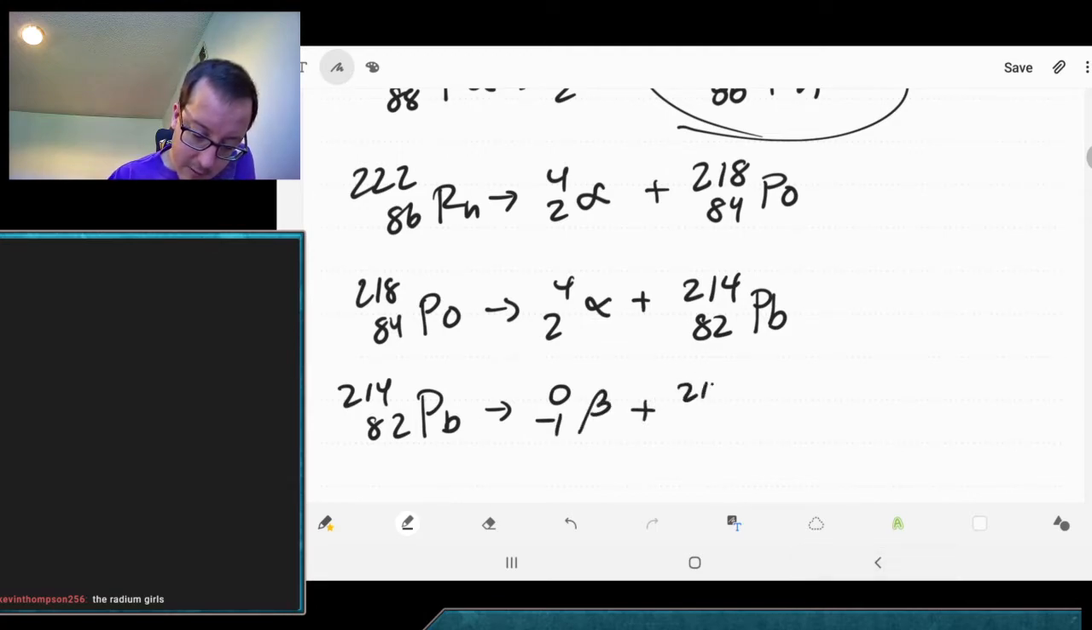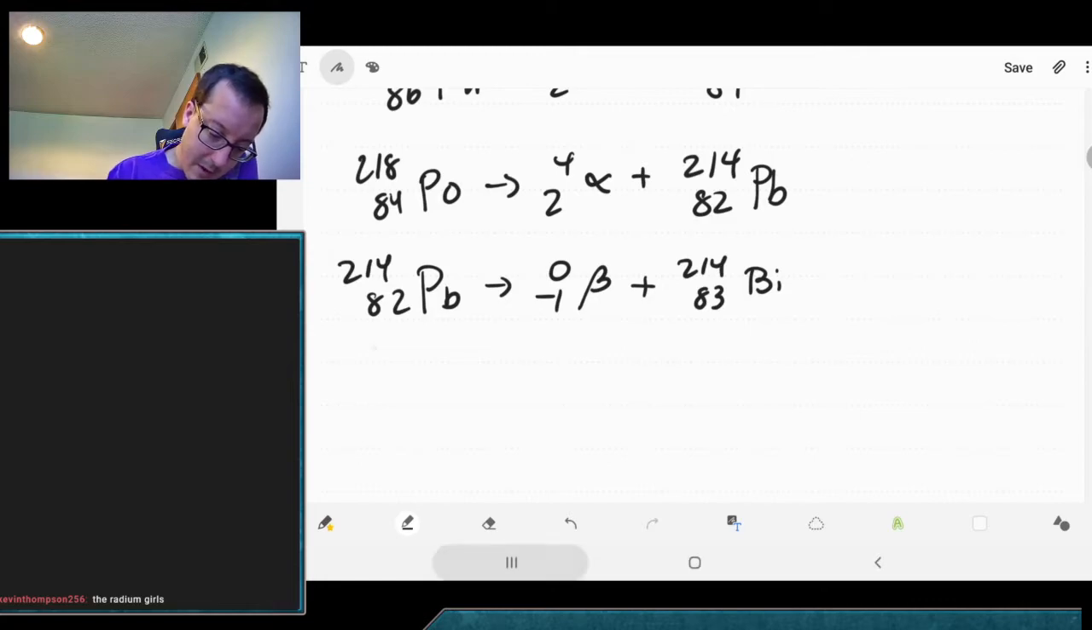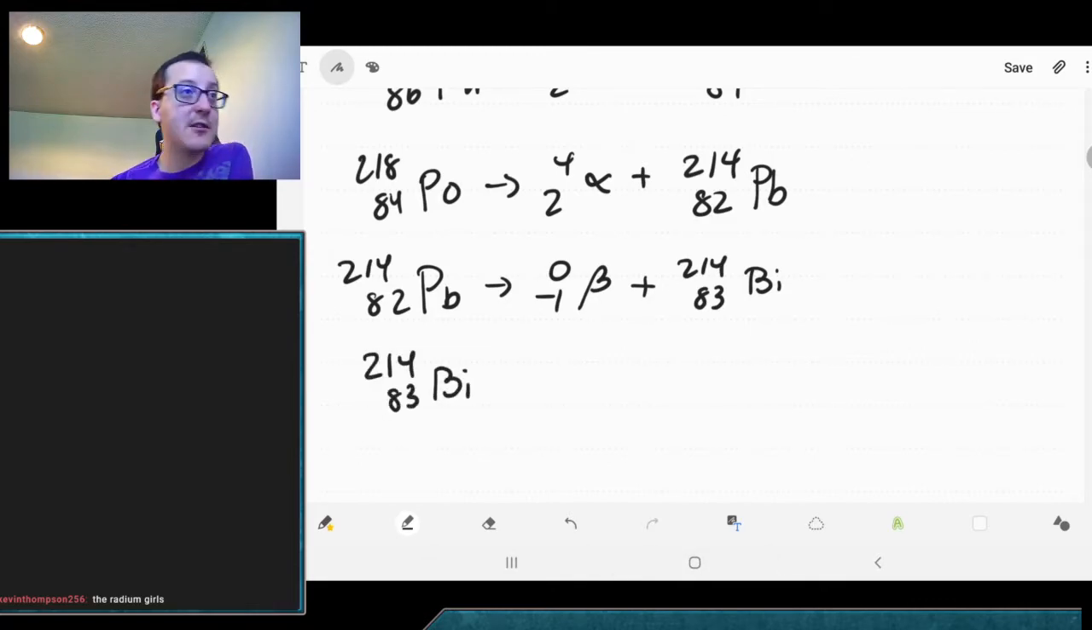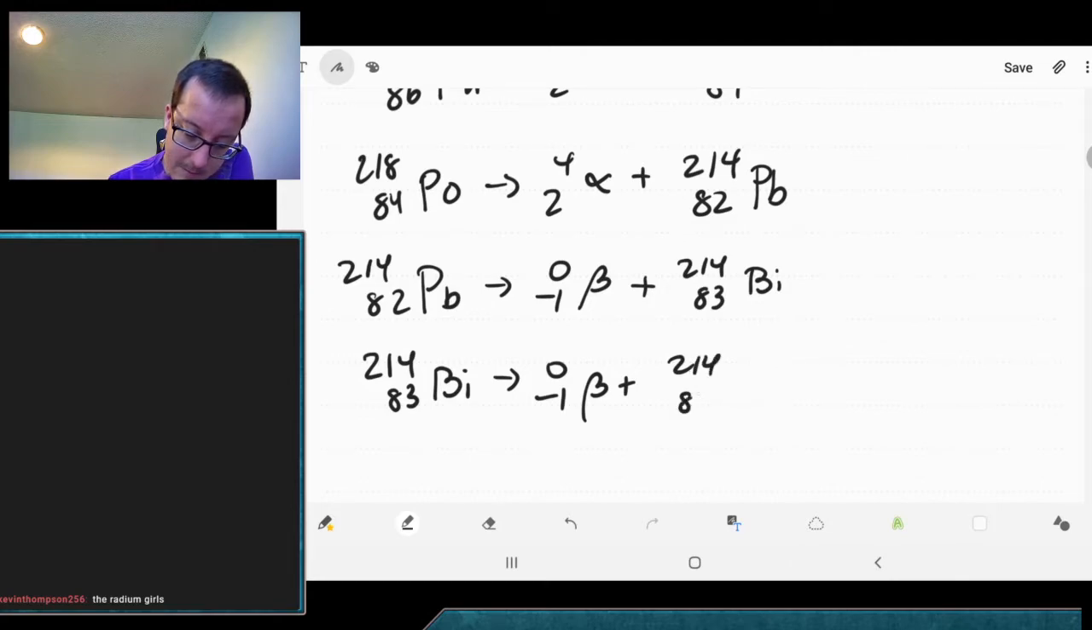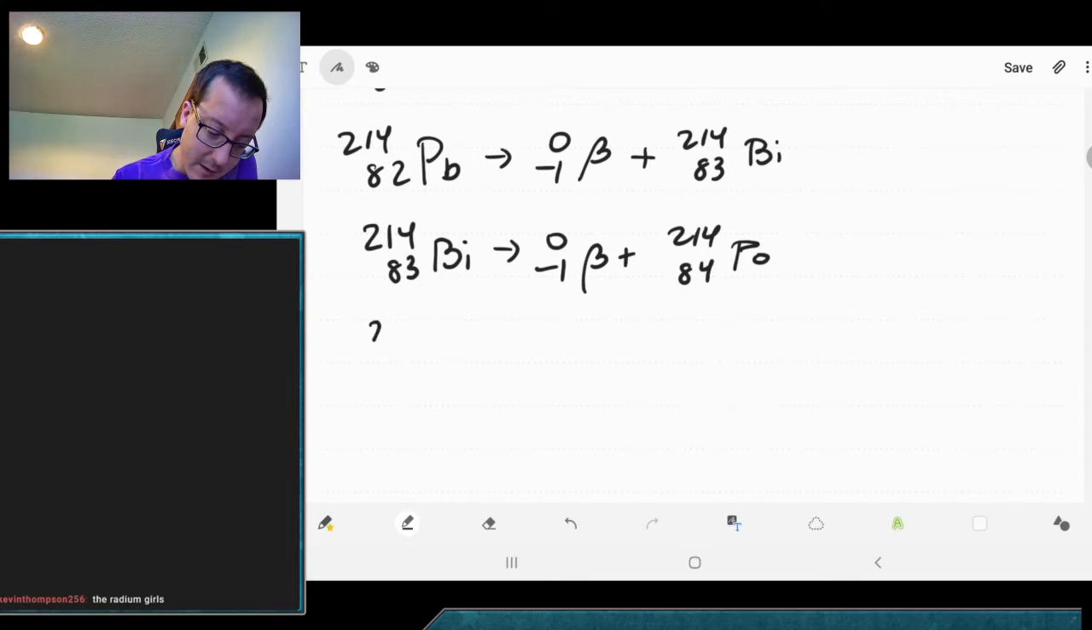So we're going to 214, 83, bismuth. Another beta decay. See, notice how crazy long this decay series is just to get uranium to decay into a stable nucleus. So all of these nuclei thus far are unstable. So it's got to go really, really far to go all the way down to lead. So now we can do an alpha decay again.